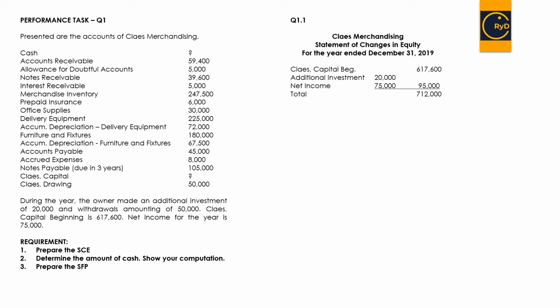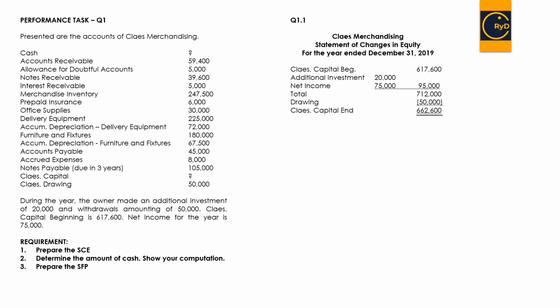And since there is a drawing, we deduct it at 50,000. So now we have arrived at our capital ending balance of 662,600. So from here, class, we can construct our statement of financial position. What is the accounting equation? It's assets equals liabilities plus owner's equity.